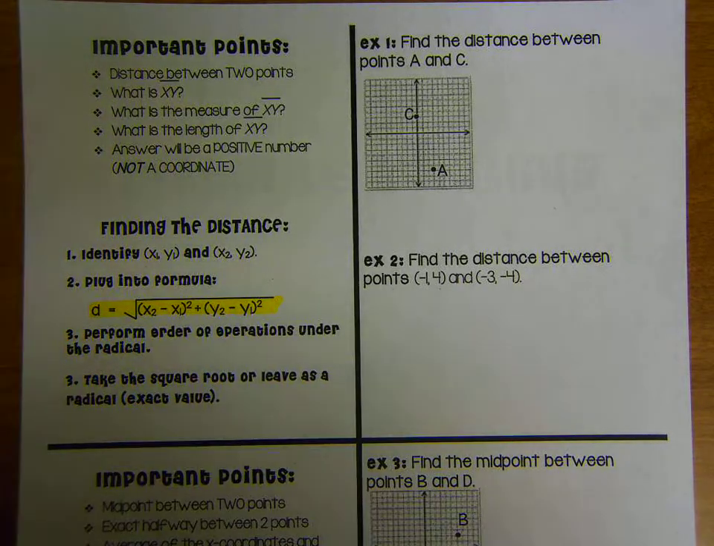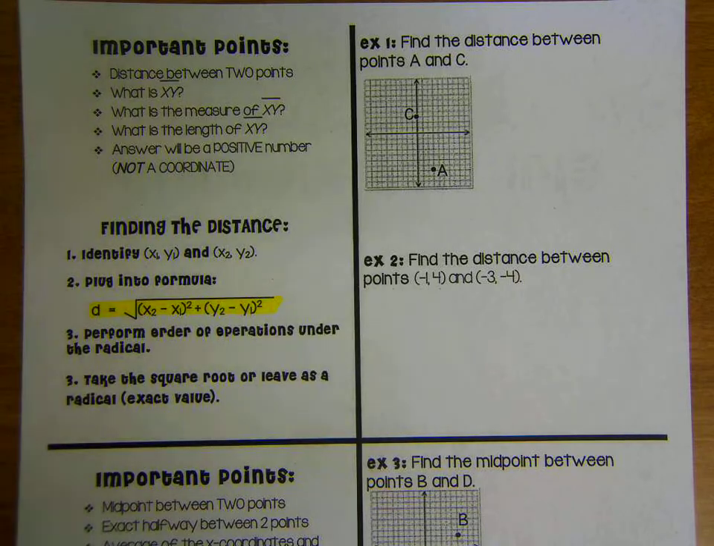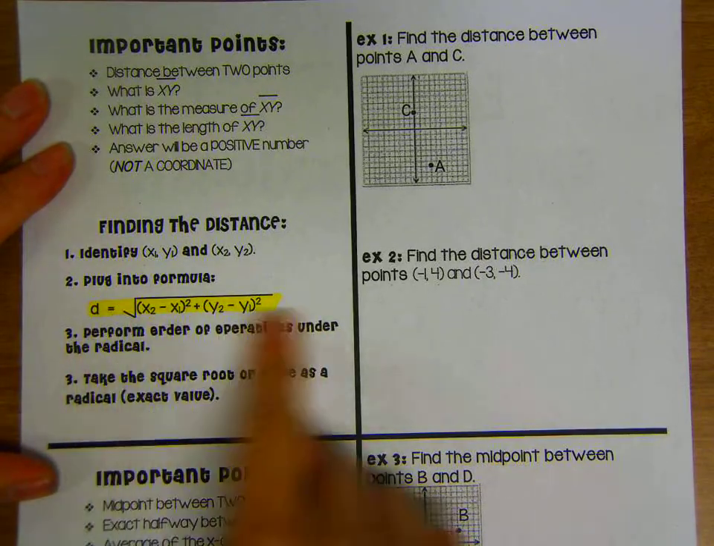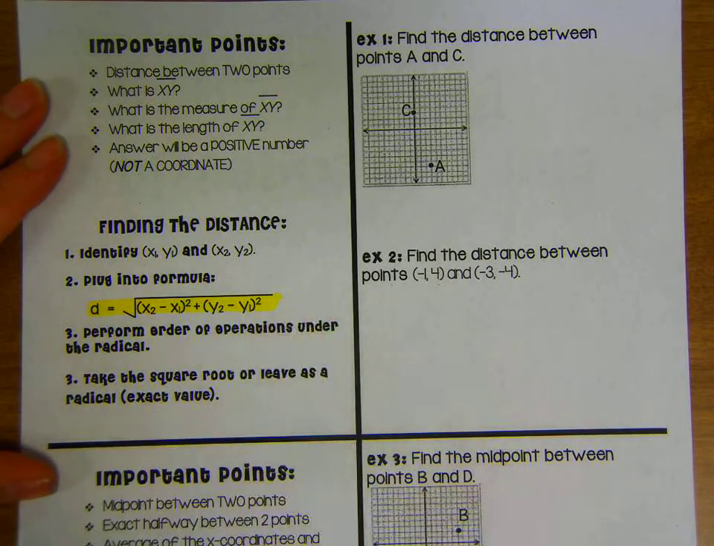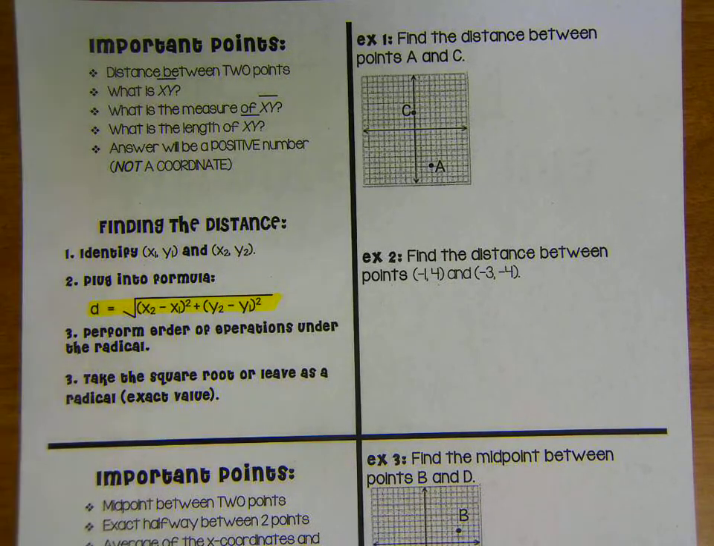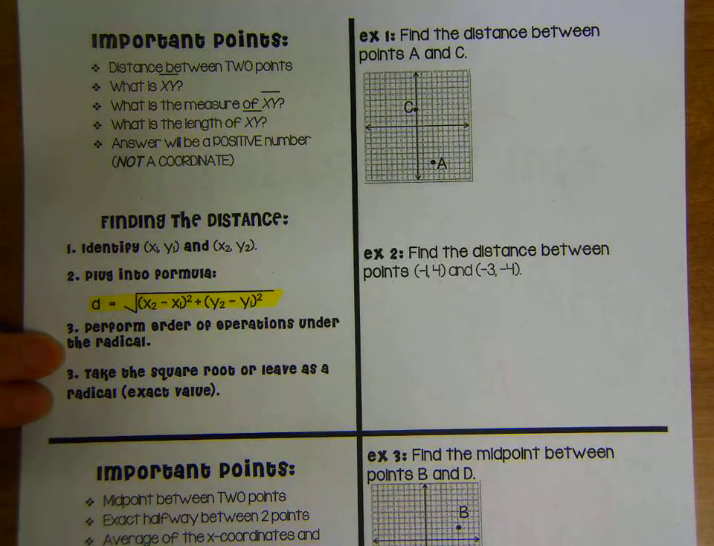Hi everyone, today's lesson is about finding distance and midpoint. We start by finding the distance first. Here is the formula we are going to use for finding distance: d equals the square root of (x2 minus x1) squared plus (y2 minus y1) squared. These are the steps we can go through.